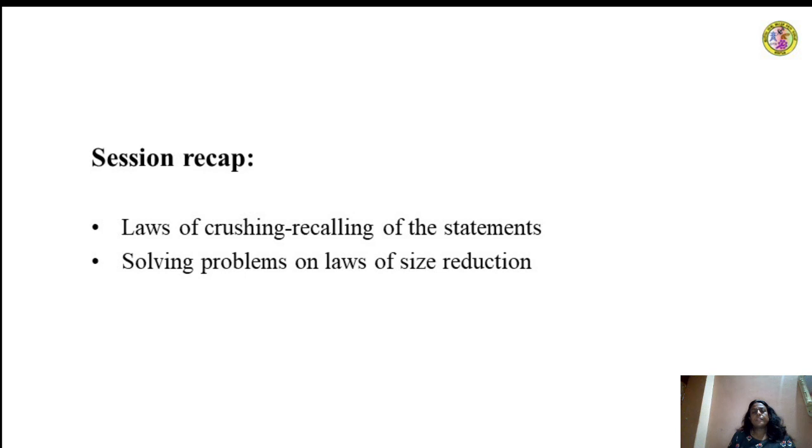So this is what we did in the present session. We learned the different laws of size reduction. Then we solved a few problems using the statements of Bond's law and Rittinger's law. The same way we can use Kick's law statement also. So that is all about the calculation of power required for a size reduction duty.